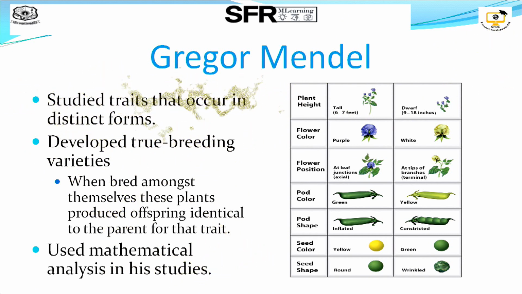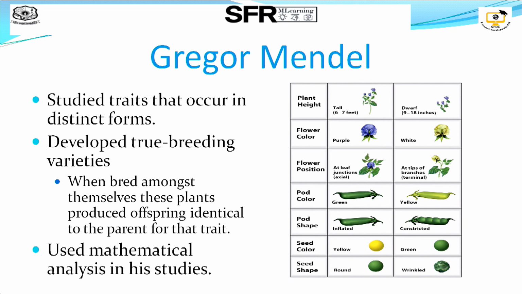What Mendel did: he studied the traits that occur in distinct forms. He developed true breeding varieties. When bred among themselves, these plants produced offspring identical to the parent for the trait. And the most important concept here is that he used mathematical analysis in his studies. Now we can see his studies: the height of the plant, the color of the flower, the pod shape, seed coat and all these things.